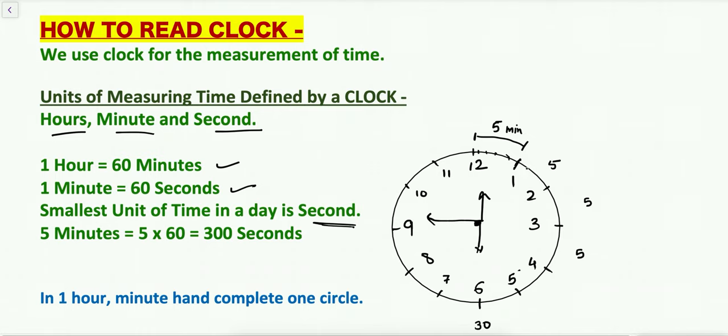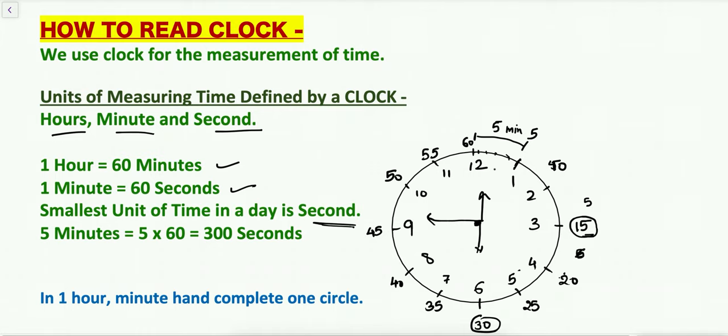So this is 5 minutes, this is 10 and this is 15. So when the minute needle is at 3, it will be 15 minutes. And here it is 20. So I'll write it down here. This is 5 minutes and here it is 10 minutes, here it is 15, and here it is 20 minutes, it is 25, and this is 30 minutes, 35 minutes, 40 minutes, 45 minutes, 50 minutes, 55 minutes, and this is 60 minutes. So 1 hour is equal to 60 minutes.